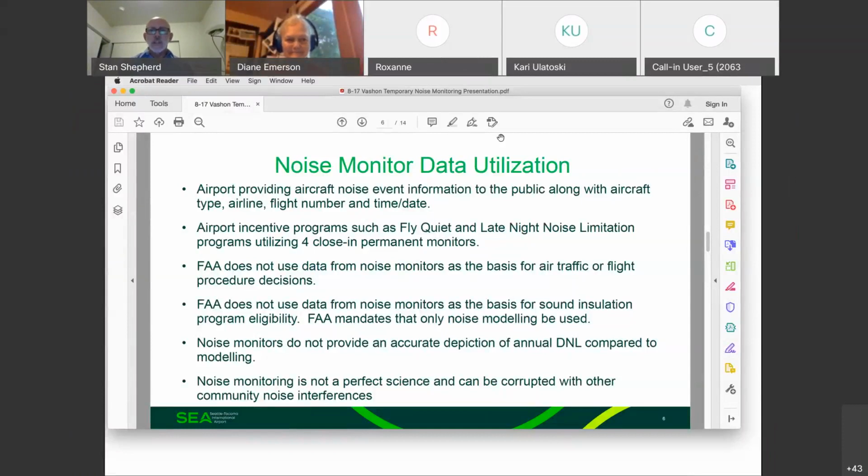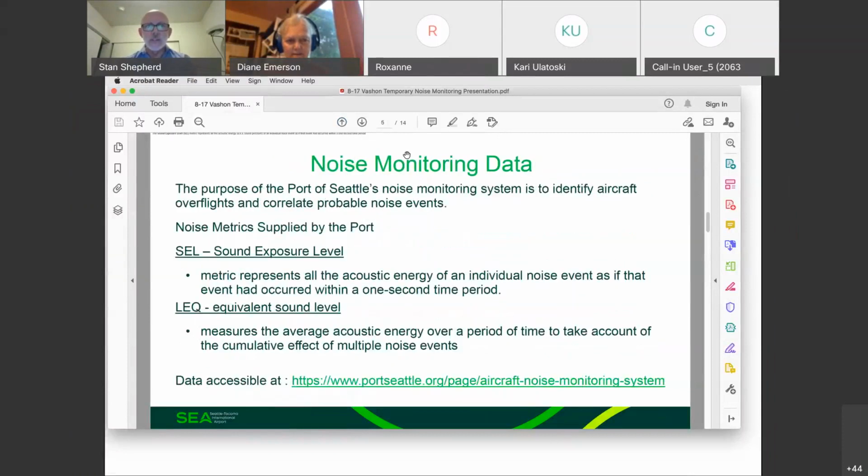Second bullet point. We have the late night noise limitation program, where we're utilizing 4 of the close-in permanent noise monitors to identify very loud aircraft flying out at the nighttime.